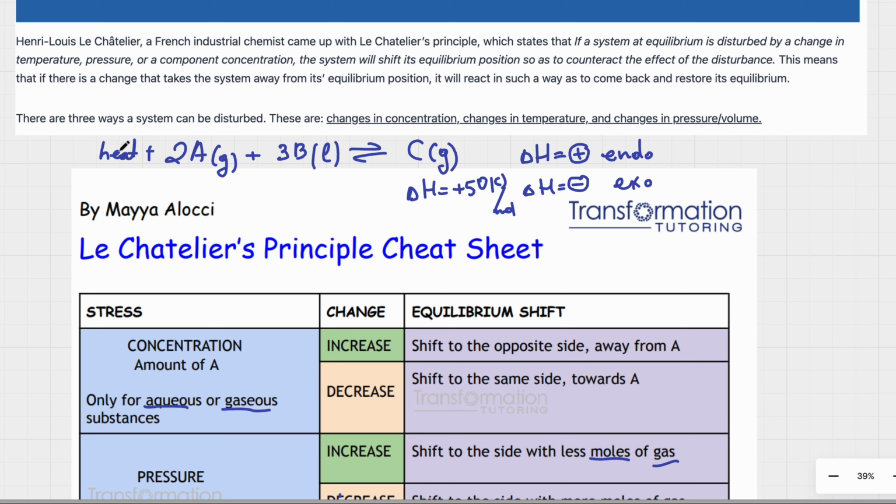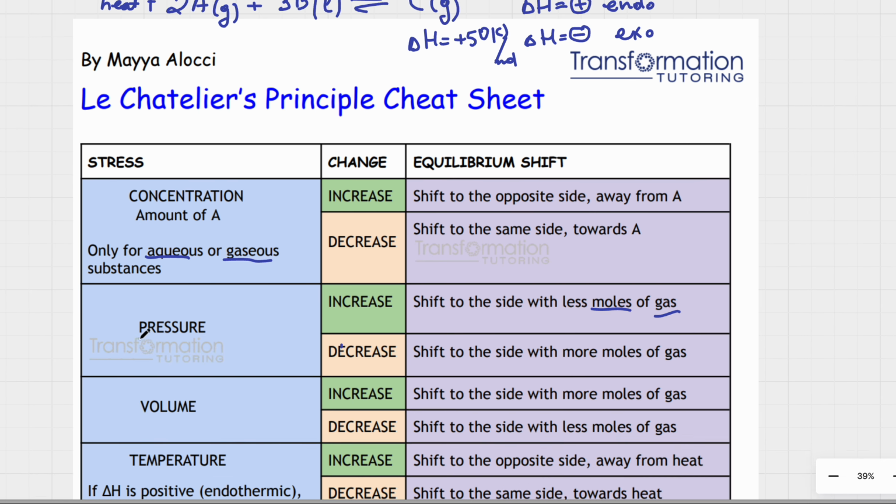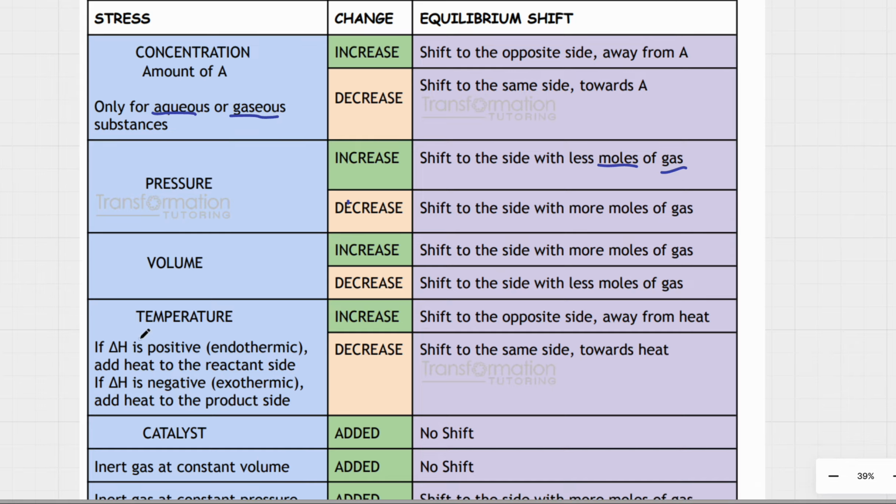So in our situation, for example, if it said the temperature increases, where would the equilibrium shift? It would shift to the opposite side. So it would shift to the right because my heat is on the left. We want to get rid of heat. If it said the temperature decreases, it would shift to the left. Equilibrium would shift to the left. So far we have talked about concentration, pressure, volume, and temperature.